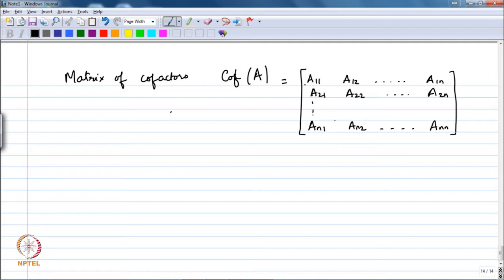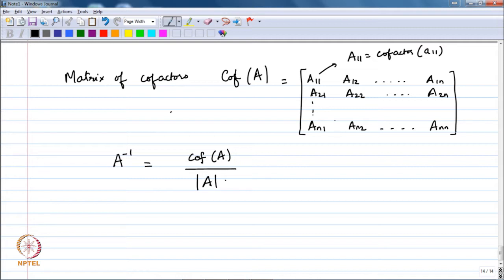So instead of writing little a11, I write capital A11, which is the cofactor of A11. This matrix of cofactors can be used to calculate the determinant. So A inverse is equal to the cofactor of A divided by the determinant of A.